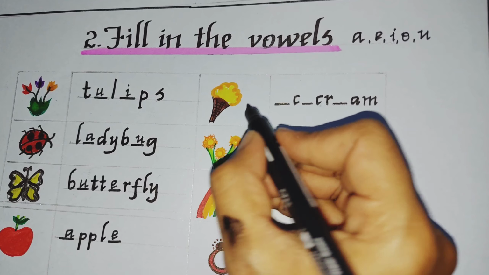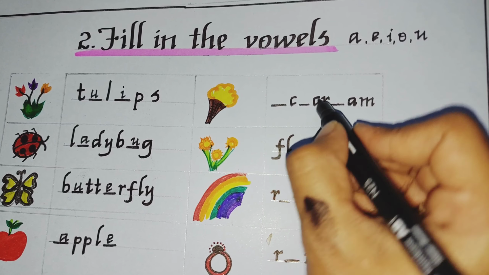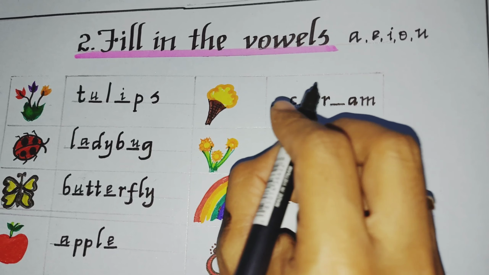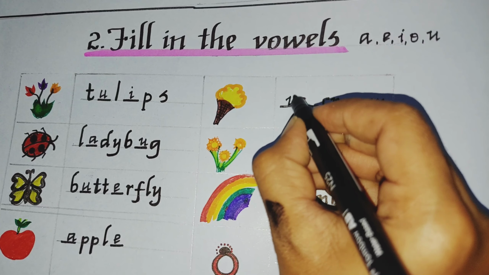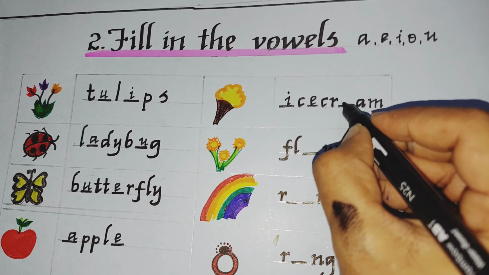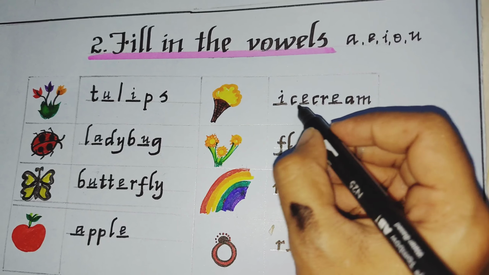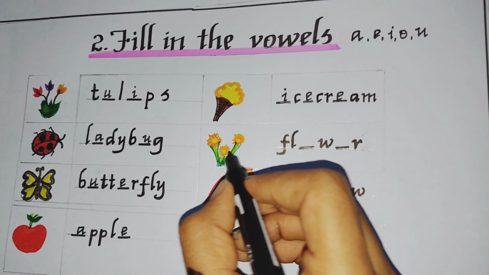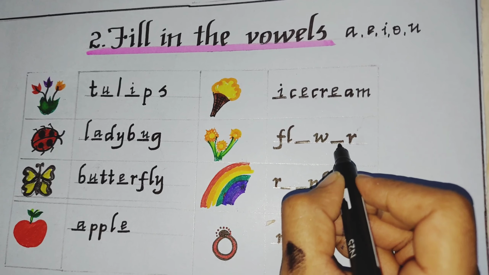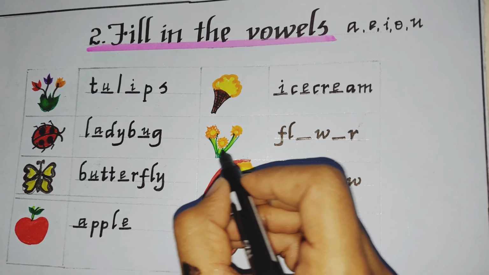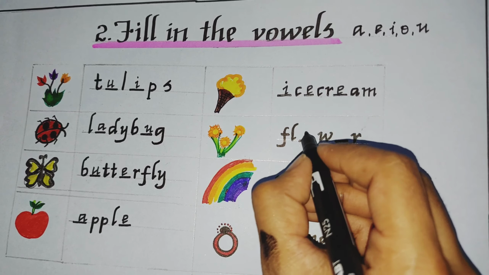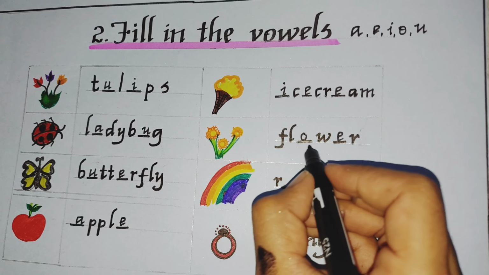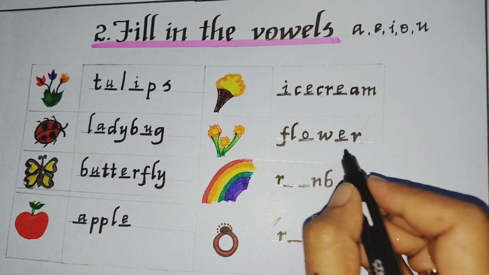The next picture is dash C dash CR dash AM. So by seeing the picture, we can identify that it is an ice cream. I-C-E C-R-E-A-M. I, E, E, A are all vowel letters. Next one, F-L dash W dash R. By seeing the picture, we can identify that it is a flower. F-L-O-W-E-R, flower. O and E are vowel letters.